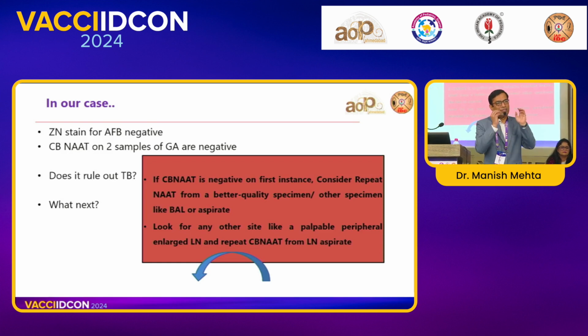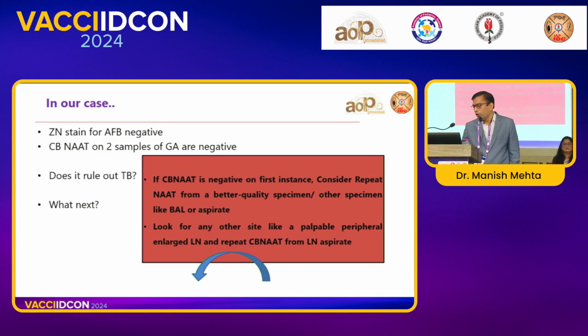Don't perform the same CBNAAT from the same sample again. Smear, 2 samples; CBNAAT, single sample. If your CBNAAT has come negative, what will you do? You will try for a better sample. If it is positive, treat as tuberculosis.